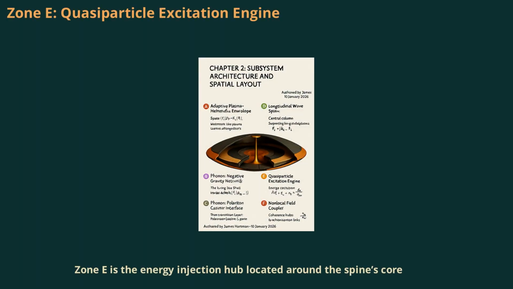Zone E is the energy injection hub, located around the spine's core. It contains active materials with engineered band structures and integrated electromagnetic drive sources. This engine seeds phonons, polaritons, and other quasiparticles into the system, providing the energy needed for propulsion and field control.